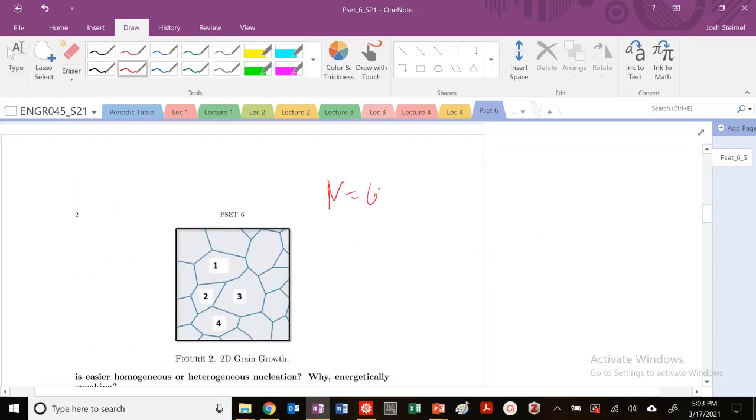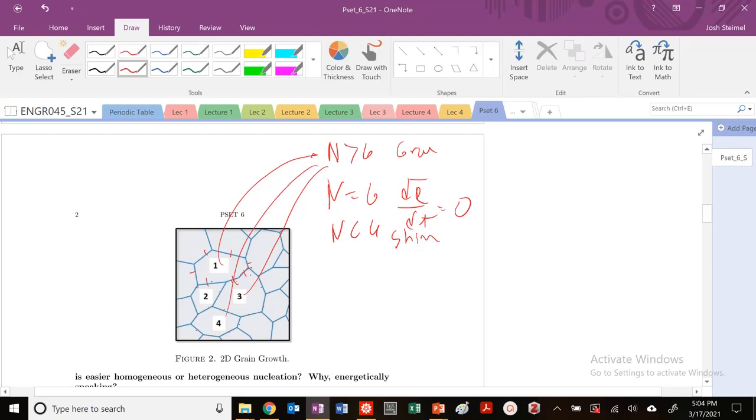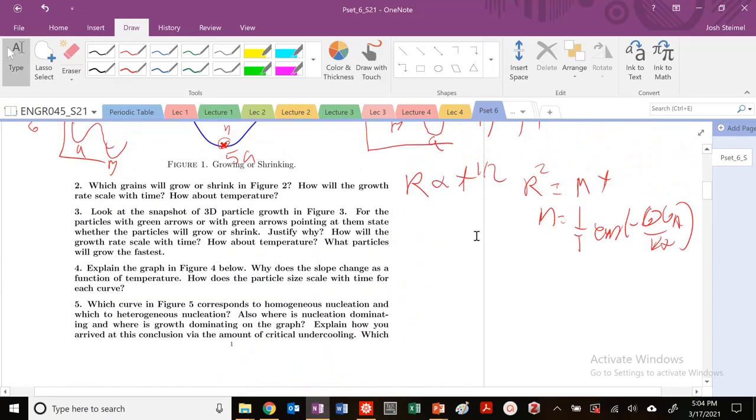We know our n equals 6 rule, so dR/dt would be equal to 0 for n equal to 6; grains grow above 6 and shrink below 6. So let's count: 1, 2, 3, 4, 5, 6, 7. So we are going to grow. Here, this is kind of the same side actually, so you can count it as 6 or 7. 1, 2, 3, 4, 5, 6, 7, 8. That's going to grow. Here, 1, 2, 3, 4, 5, 6, 7, so that's also going to grow. And 1, 2, 3, 4, 5. Uh-oh, that one's going to shrink. So there we go, let's move on to number 3.